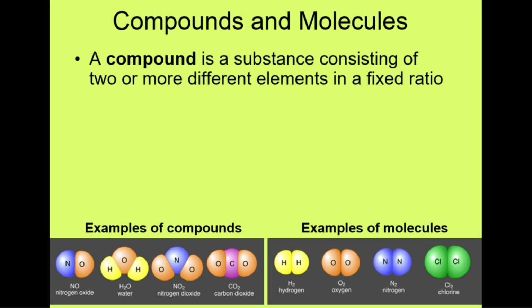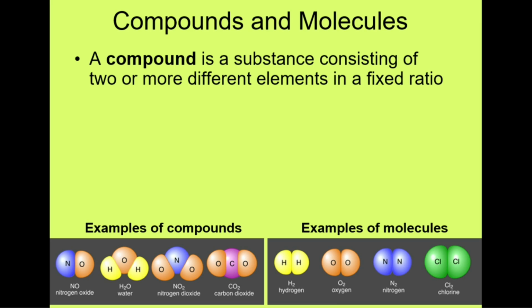So again, just a quick recap. A compound is a substance consisting of two or more different elements in a fixed ratio. So the important thing here is that a compound is made up of two or more different elements. We can see them down in the bottom left-hand corner there.